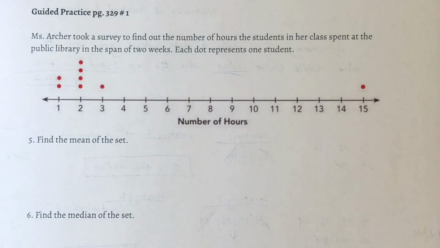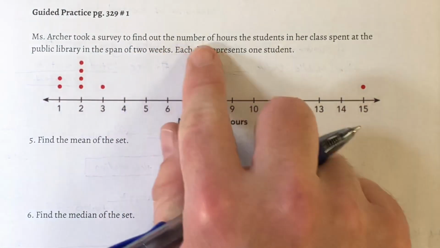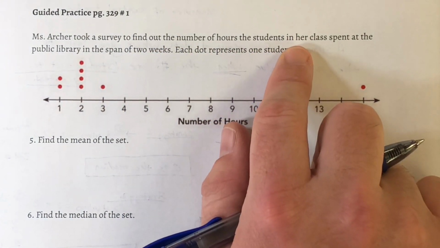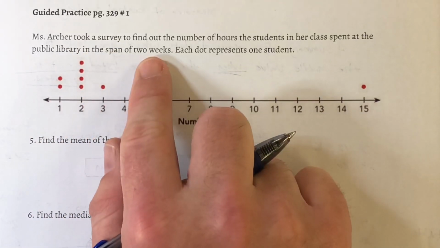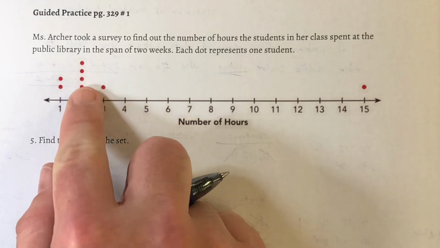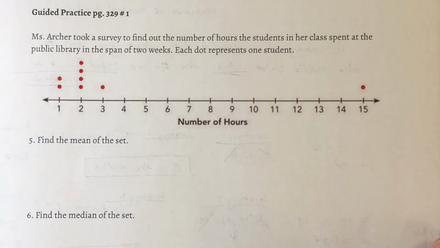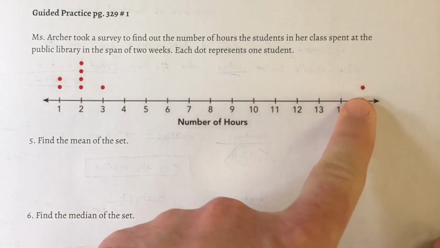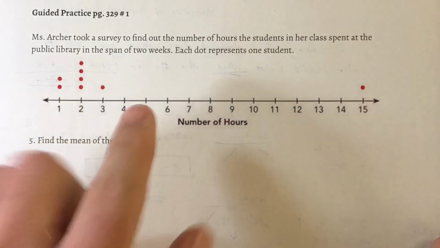Next and last scenario. Ms. Archer took a survey to find out the number of hours the students in her class spent at the public library in the span of 2 weeks. Each dot represents 1 student. So 1, 2, 3, 4, 5, 6, 7, 8 kids. Look at this person way over there.